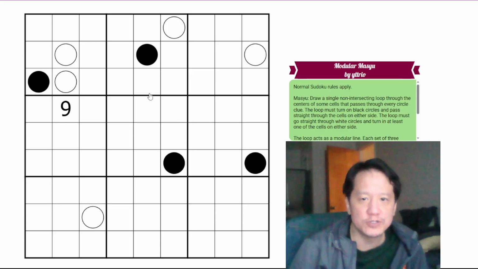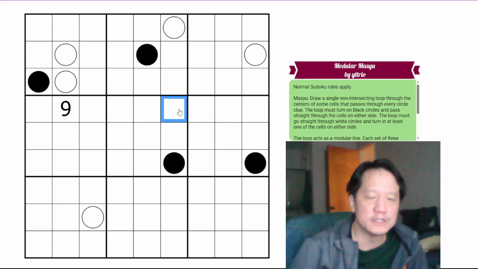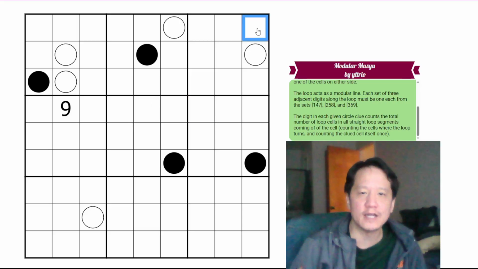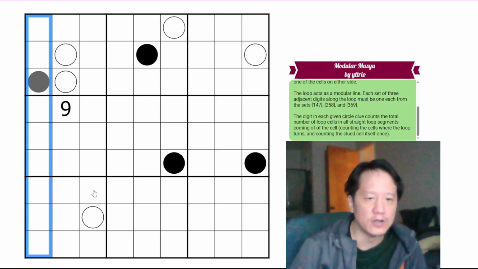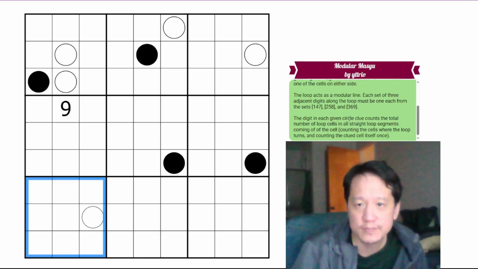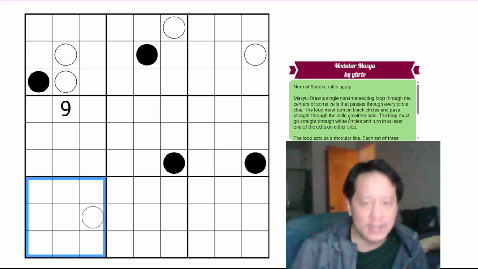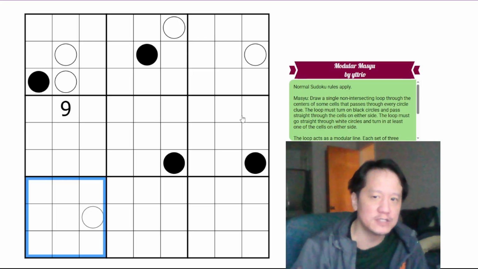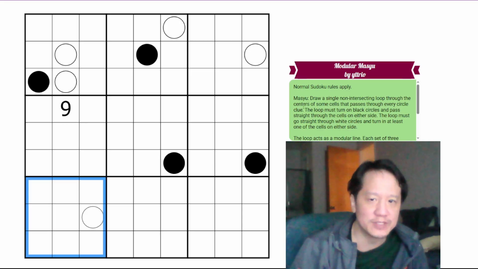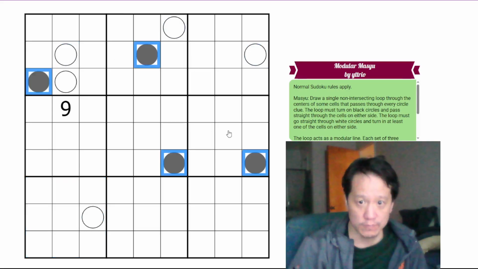Normal Sudoku rules apply, which means in every cell in the grid, place a single digit such that every row, column, and designated 9-cell region contains the digits 1 through 9 exactly once each. We have Masyu, where we need to draw a single non-intersecting loop through the center of some cells that passes through every circle clue.